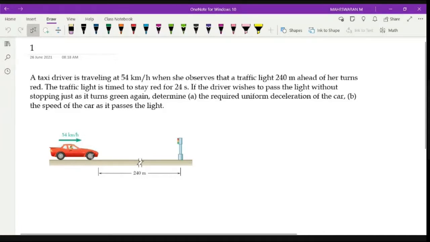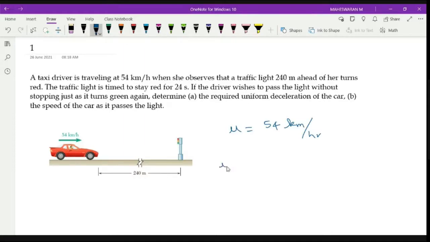I have to identify what my velocity is. Make sure, what is my initial velocity here? According to this problem, my initial velocity u is 54 kilometers per hour. Whenever you have kilometers per hour, you change it to meters per second, because everything we are solving in meters per second.